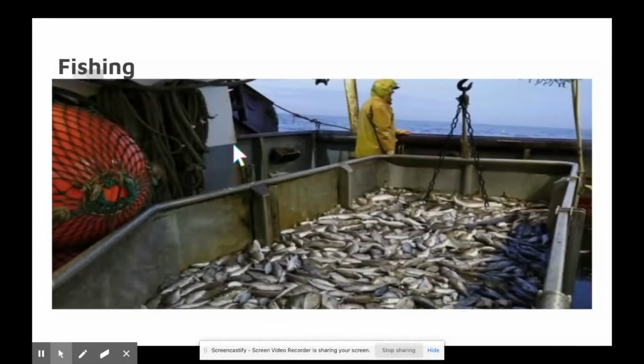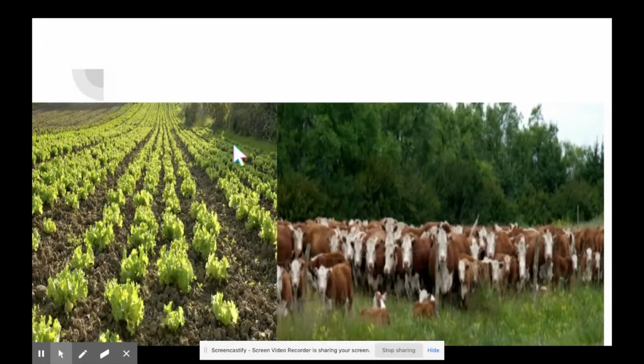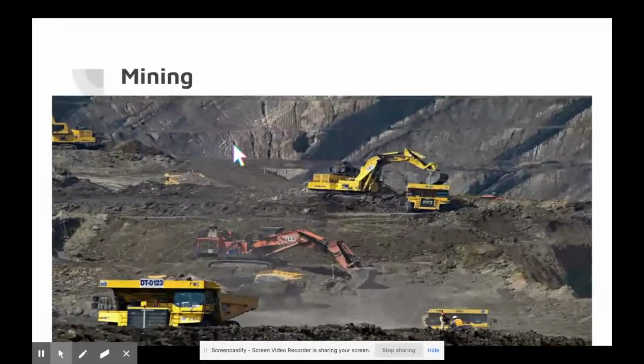So there you see the fish being extracted from the ocean. That is indeed a primary production. The food we grow comes from the earth, primary production. The cattle comes from primary production. So the end products as we see them, but they come from primary production.